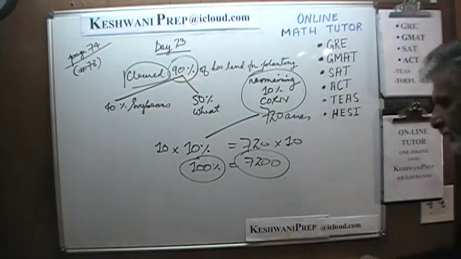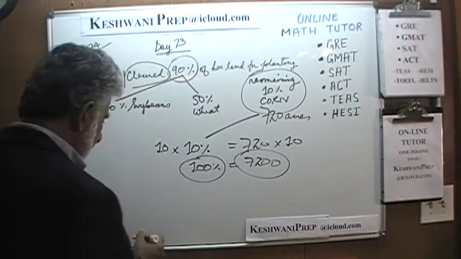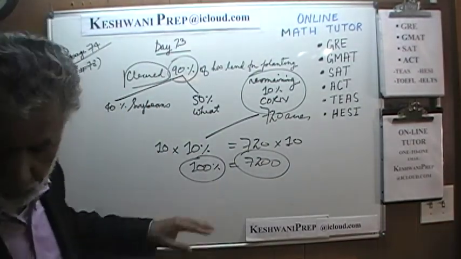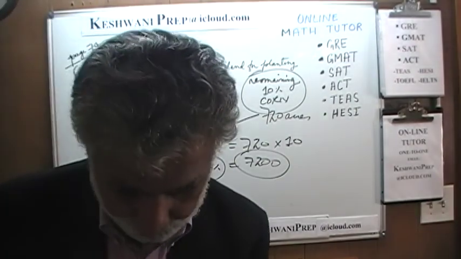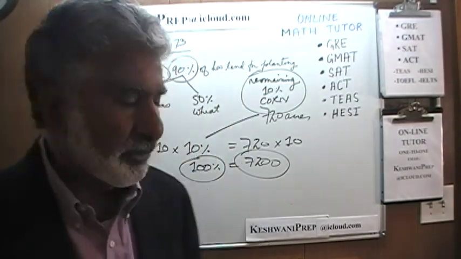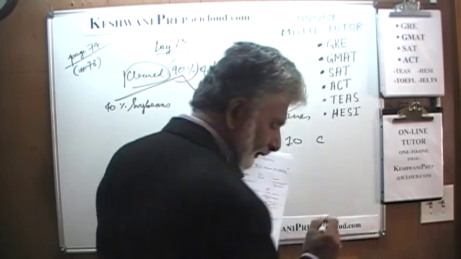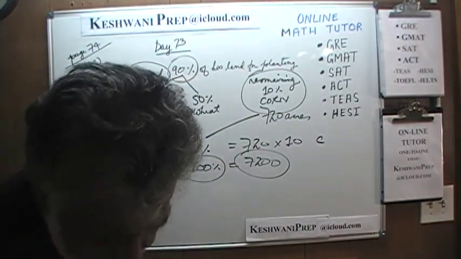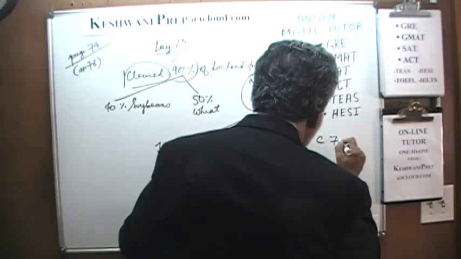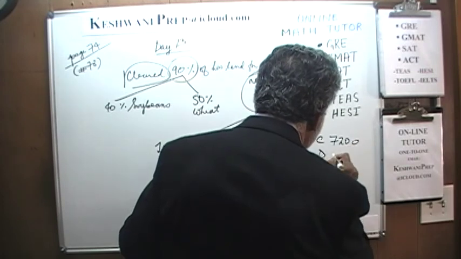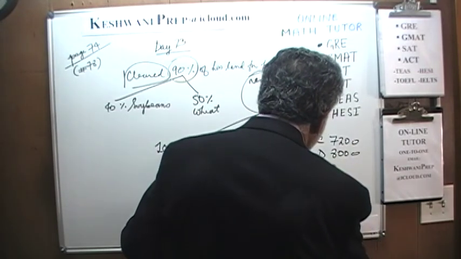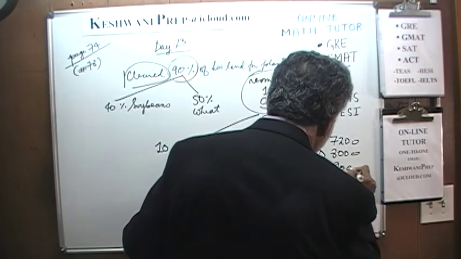So this represents only 90% of his total land. The question is, how much total land does he have? At this point, I stop working because answer choice C is 7,200. Answer choice D is 8,000. And answer choice E is something around 9,000.